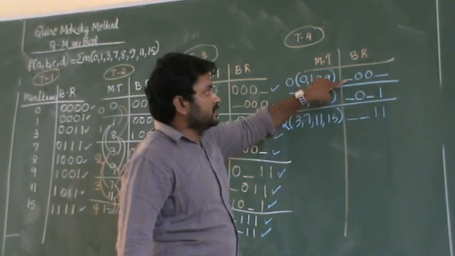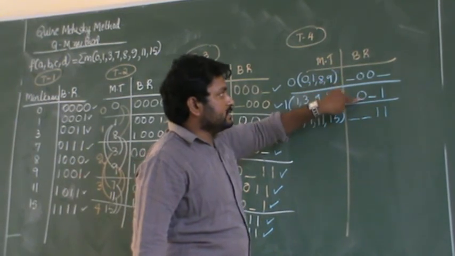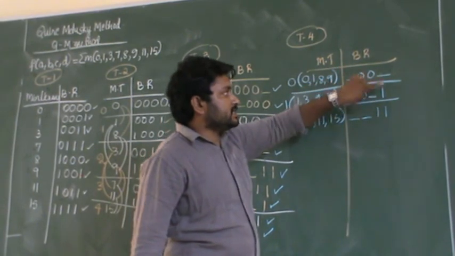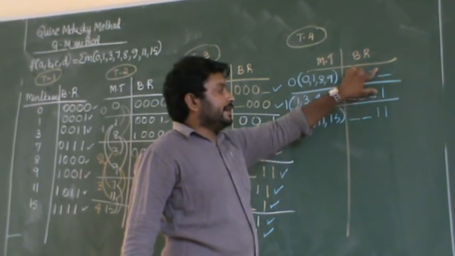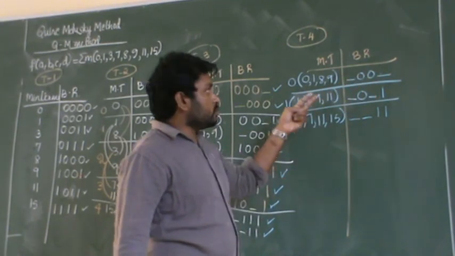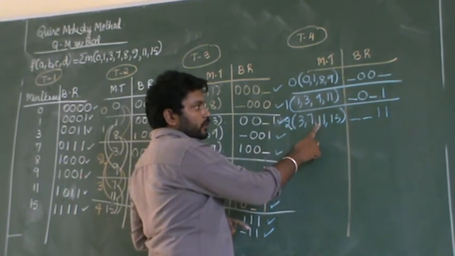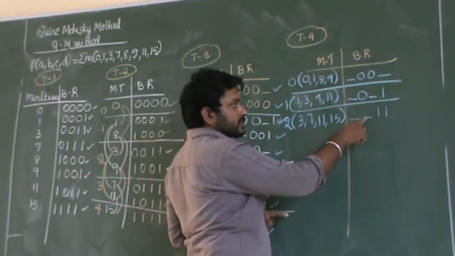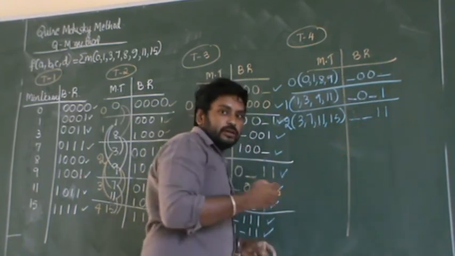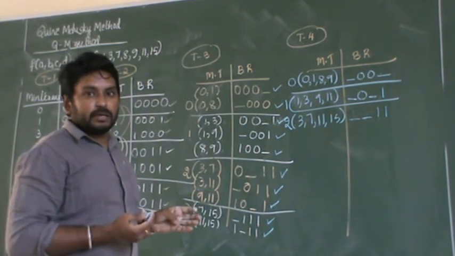No, it is not. See, dash is the same, 0 is the same, but 0 is changing to dash and dash is changing to 1. So I shouldn't try this. There are two changes in position, so I shouldn't consider that. Next, this and this I can compare. No, dash is dash, but 0 is changing to dash and dash is changing to 1. So therefore I cannot write table number 5.